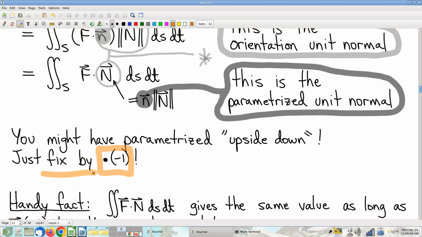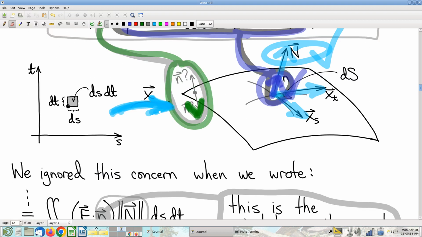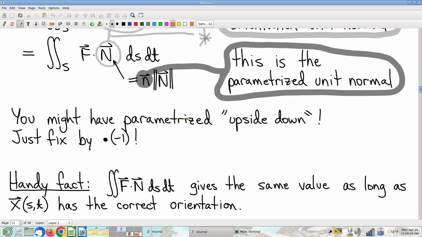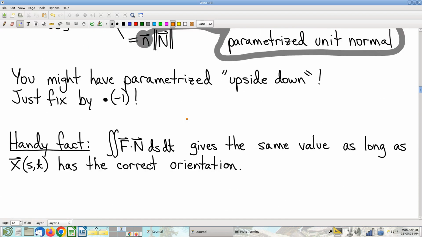Yes? So how do we know it's upside down from the picture? Well, because there's only two options. Oh, you're saying how do we know in which case? Right. I haven't gotten to that yet, and it looks like I won't be getting to that today. It's going to be in the example that's coming up.